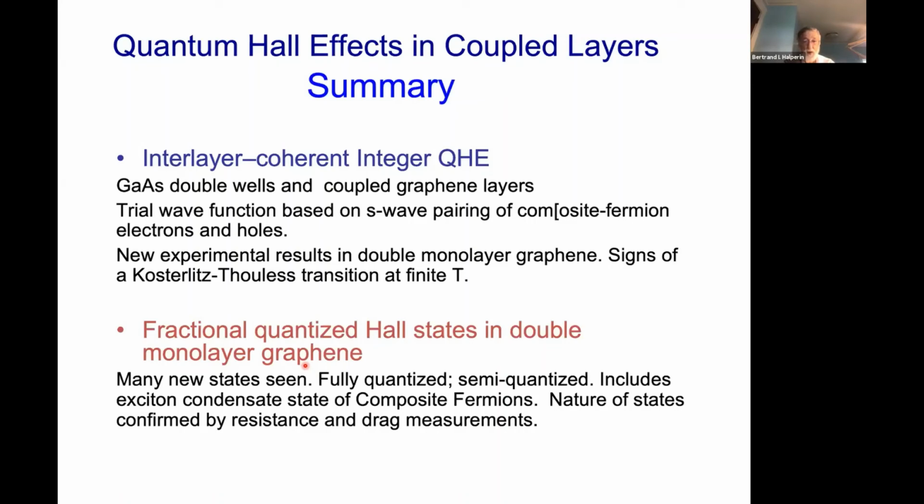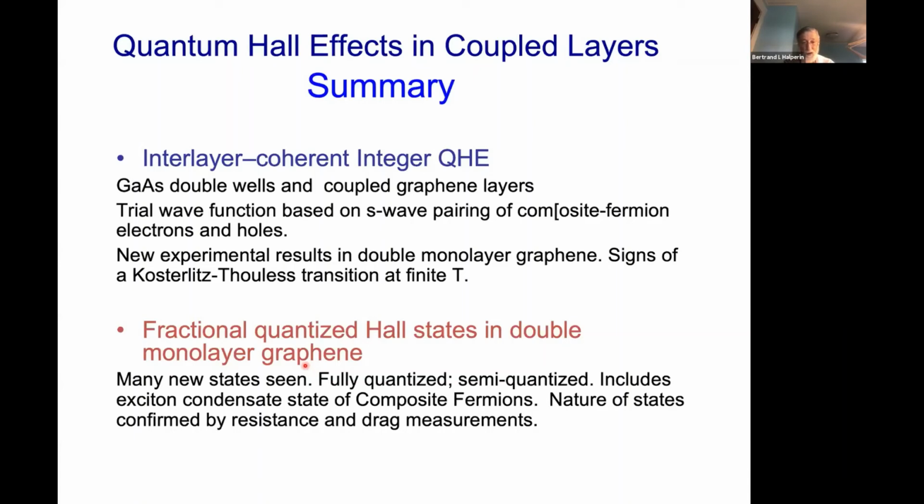We've introduced a new trial wave function based on S-wave pairing of composite fermion electrons and holes. And we have new experimental results in monolayer graphene, which give us at least some signs of a Kosterlitz-Thouless transition at finite temperatures.